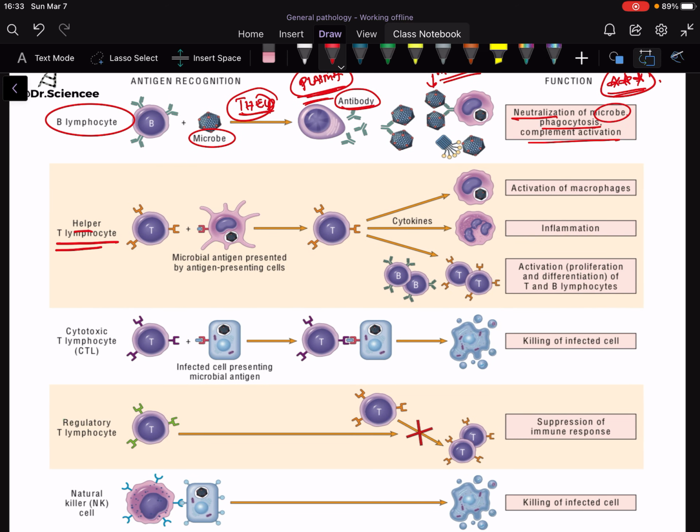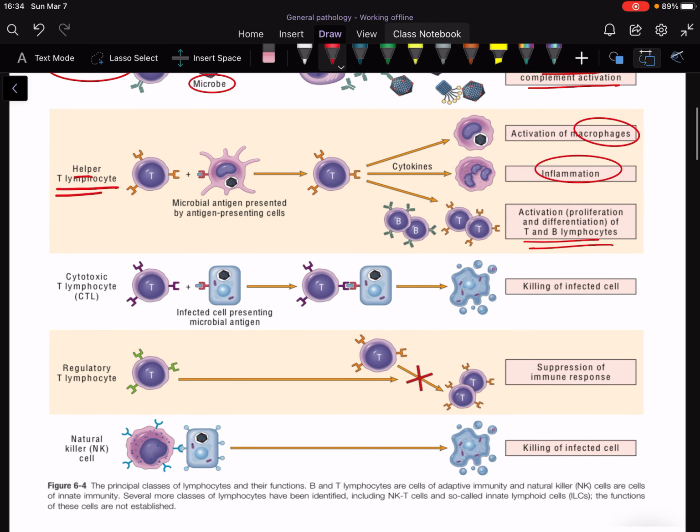So here are T lymphocytes, and they cause activation of macrophages. Obviously, once the macrophages are activated, they will cause inflammation, and they also do proliferation of T and B lymphocytes. Next, cytotoxic T lymphocyte. They come under cell mediated immunity, right? And what do the cytotoxic T lymphocytes do? Yes, cytotoxic stands for killing of the infected cell. So here is killing of infected cell.